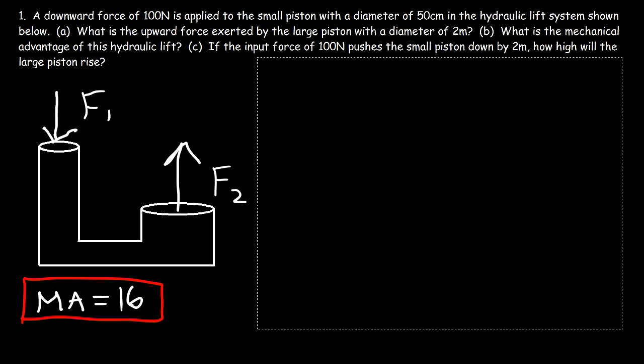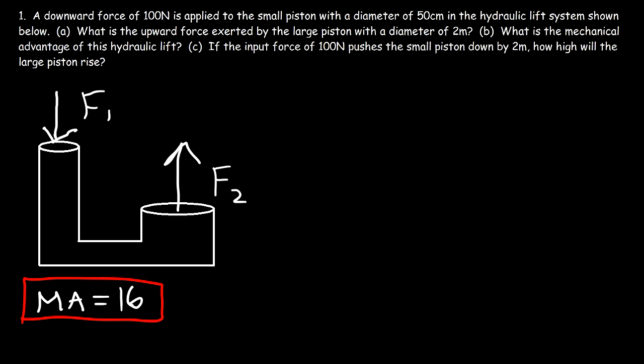Now let's move on to part C. If the input force of 100 newtons pushes the small piston down by 2 meters, how high will the large piston rise? So we're going to push this down by a distance of 2 meters. How high will this piston rise? Let's call it D2. Now there's two ways to get this answer.